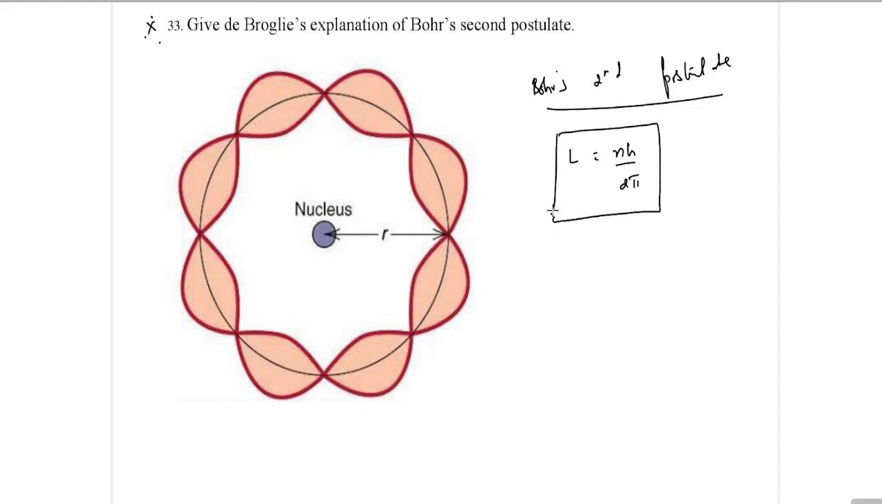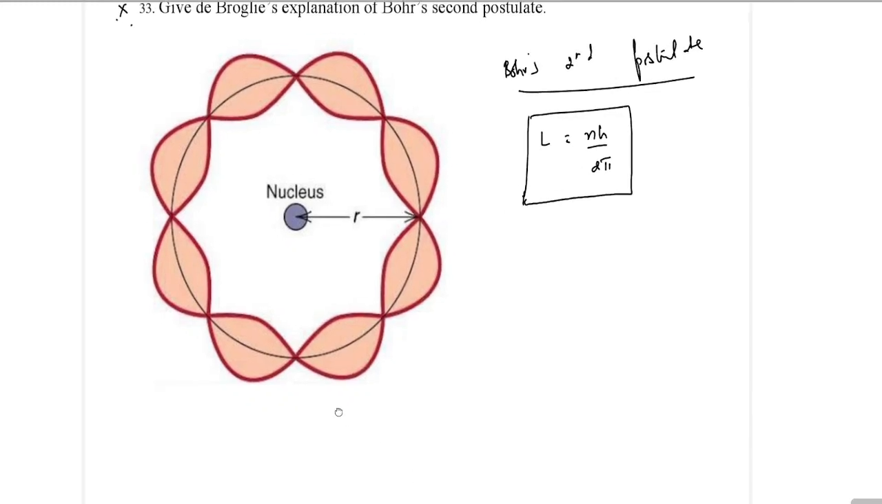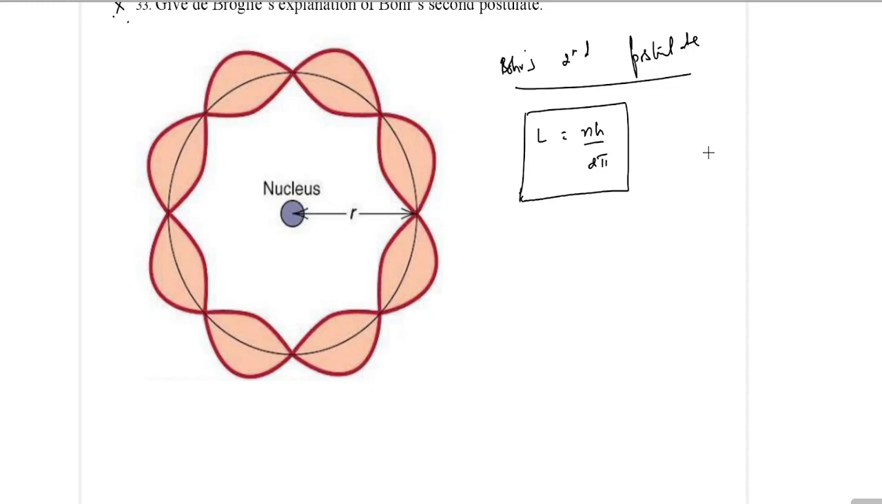When Bohr proposed it, it was just a postulate. It was not proved. But this was proved later by the scientist de Broglie. He proved this. It took almost 20 years, or more than 20 years, to prove this.